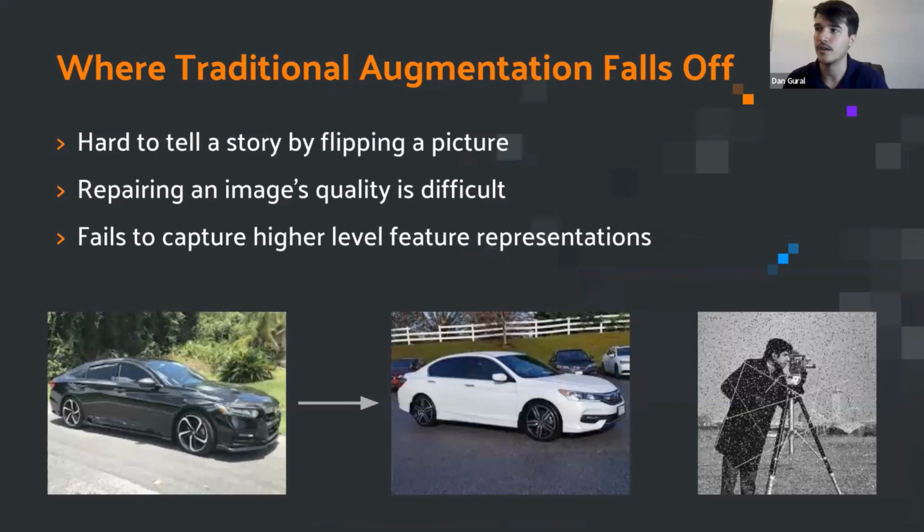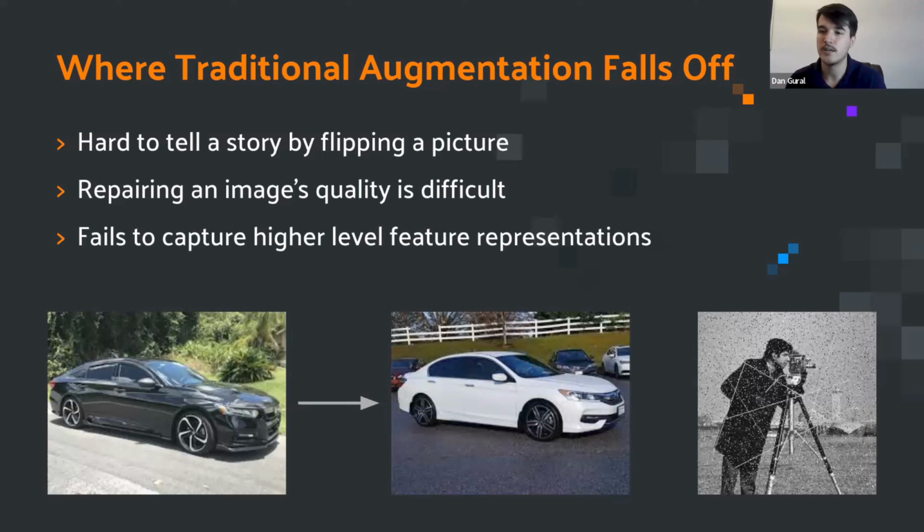But they all fail to capture one big thing: it's hard to tell a story by just flipping a picture, right? If I have a data set that is full of black cars and I need to cover the gaps in my data sets, such as I need more white cars, I can't really accomplish that by just flipping my picture or changing my brightness value. There's more of a story. These are images. There's more of a story to tell within an image than just flipping it around.